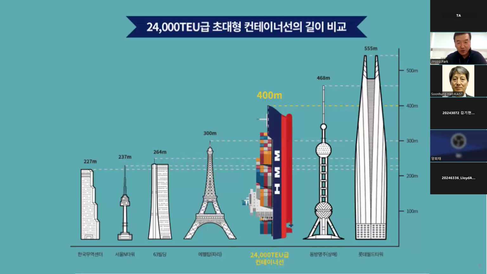It is interesting to compare ship lengths with famous buildings. It's a little bit bigger than Eiffel Tower in Paris, and a little bit smaller than Oriental Pearl Tower in Shanghai. So the size of ship is very, very big, bigger than we imagine. About four times bigger than Sackville.